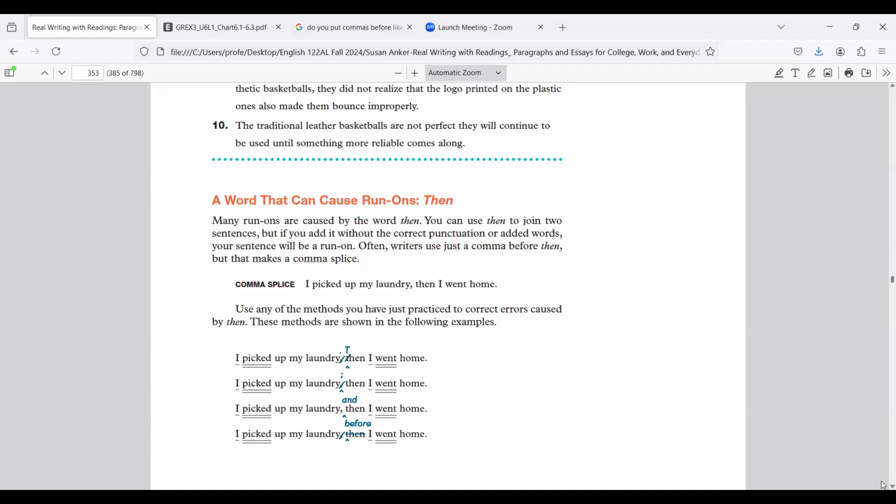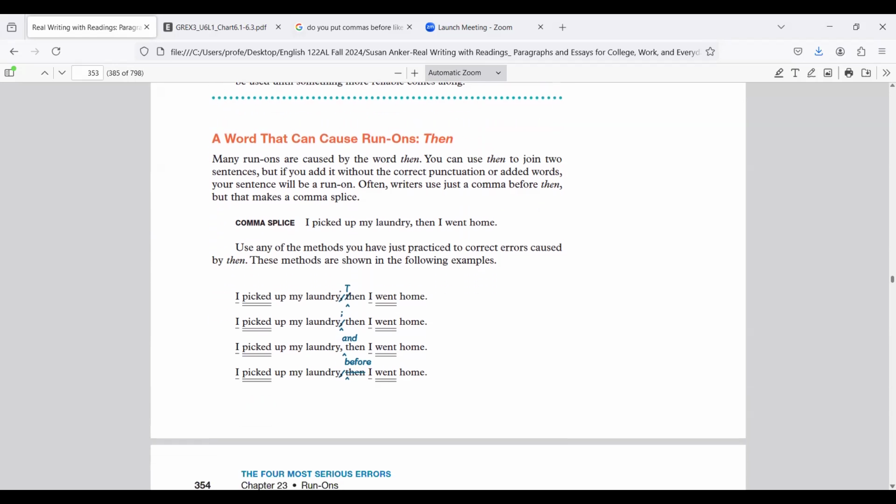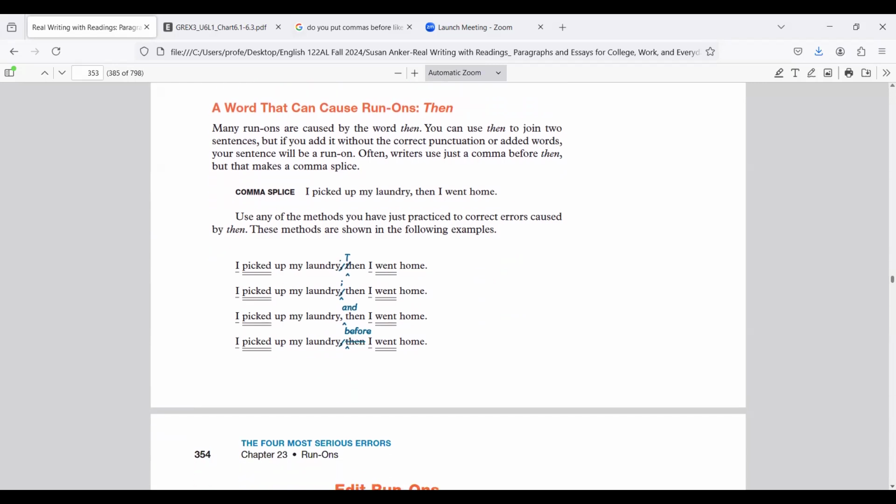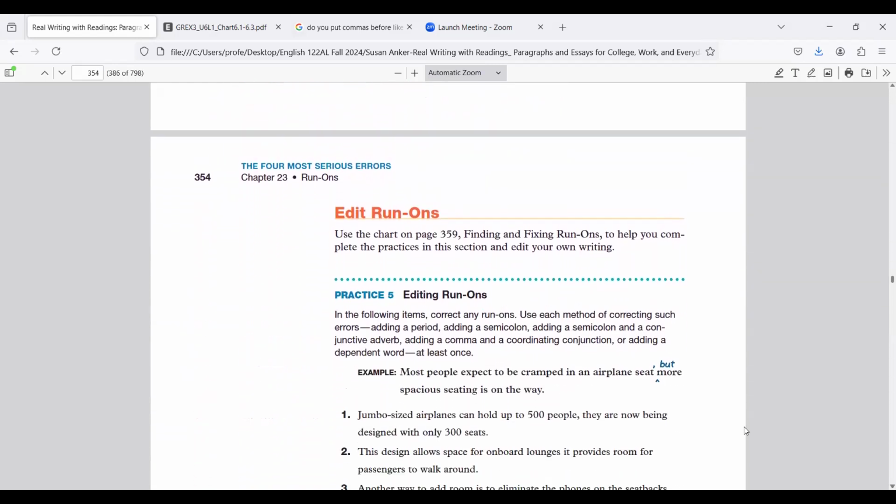It's a big problem and many people make this mistake, but then cannot go in between two independent clauses with a comma. It is not a coordinating conjunction, it's a conjunctive adverb. And that's it. You get to edit it. Let's go ahead and go to the book. I'm really glad I went back to the book because that is a very common error.